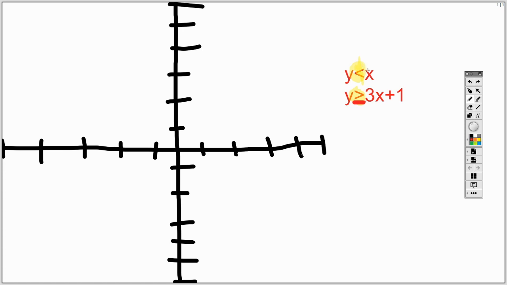So y greater than x. So it's x, so the slope would be 1. So, 1 here. And then we just do our normal slope. 1, 1 here. 1, 1. And you plot it like how you would in a normal equation.